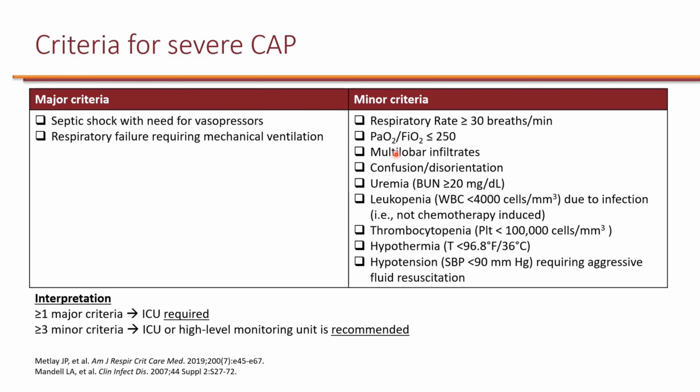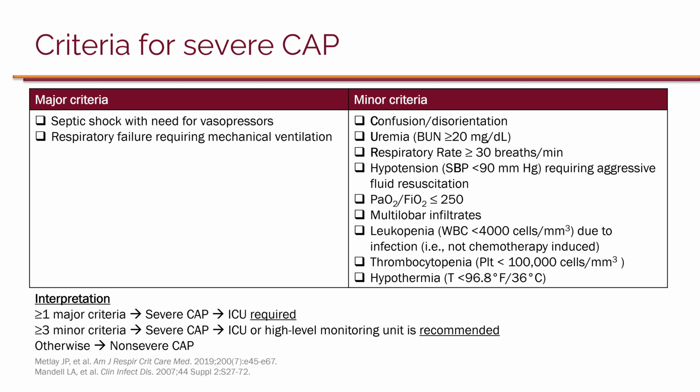Now, if someone has 3 or more minor criteria, they will also be classified as severe pneumonia. However, depending on the minor criteria, the patient may not necessarily need to be admitted to the ICU. But the reason I am mentioning these criteria for determining what's severe CAP and what's non-severe CAP is that the treatment actually depends on it. So the treatment for severe CAP might slightly be different than the treatment for non-severe CAP. So if someone does not meet these criteria, they will be considered non-severe.